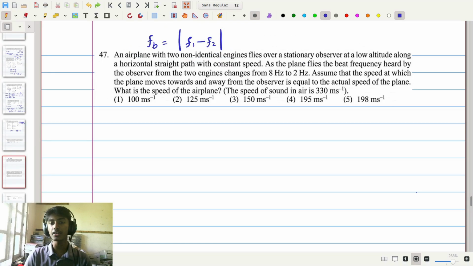Now given this, they say, assume that the speed at which the plane moves towards and away from the observer is equal to the actual speed of the plane, and using the Doppler effect, find the speed of the plane. Additionally, they say, take the speed of sound in air as 330 meters per second.